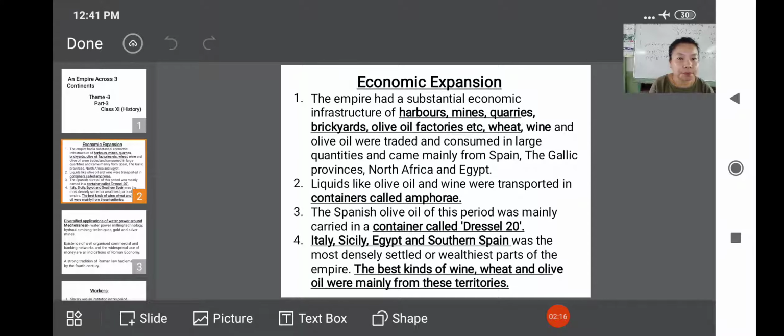Number 2, liquids like olive oil and wine were transported in containers called amphorae.